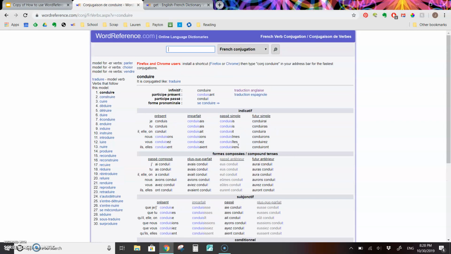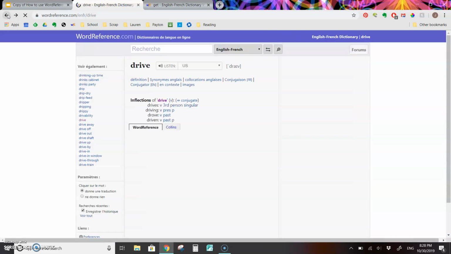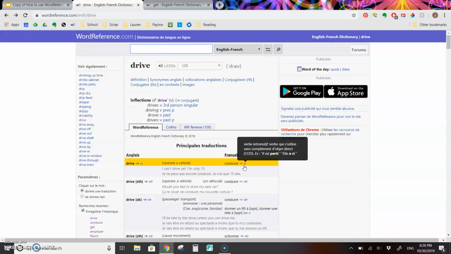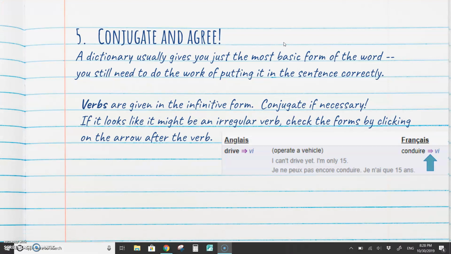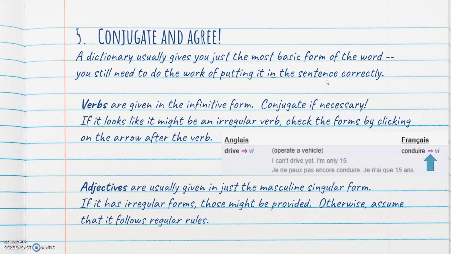So there is a conjugation tool in WordReference if you come across a verb that you're not sure what to do with. So that's conjugate. Now my note here says that you also have to agree. So that refers to adjectives, because adjectives, like we've been working with a lot already, are usually given just in the basic masculine singular form.